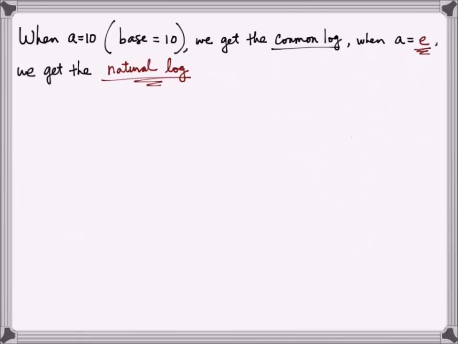When a is equal to 10, we get what's called the common log. But when a is equal to e, remember that e is a number between 2 and 3, we get the natural log. And we're going to denote that by ln x. In other words, I always think of natural log as just the general log, but with base e.